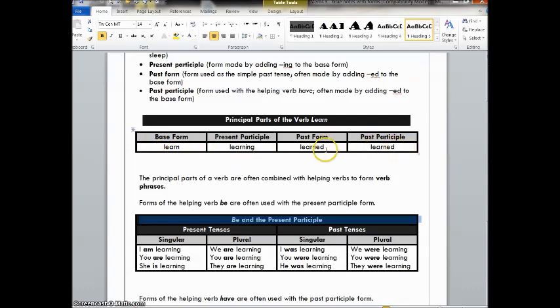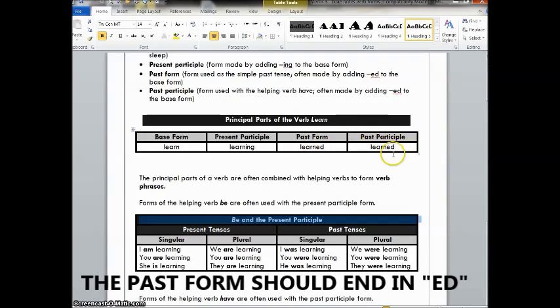Okay, remember a regular verb will have ed on the end of both the past and past participle. So if you're using a verb that changes in some way, you haven't used a regular verb. You have to use one that ends in ed.